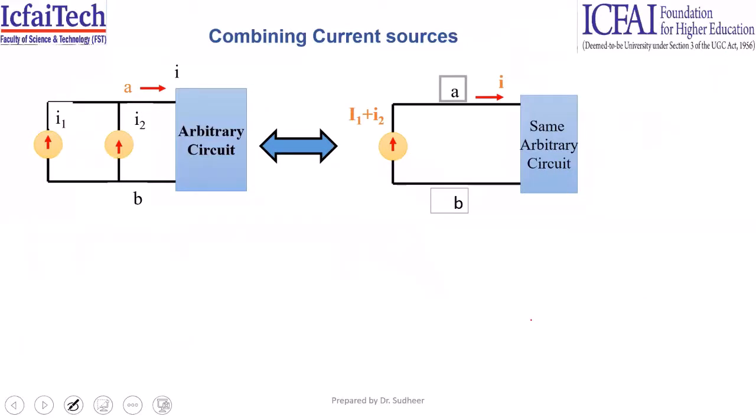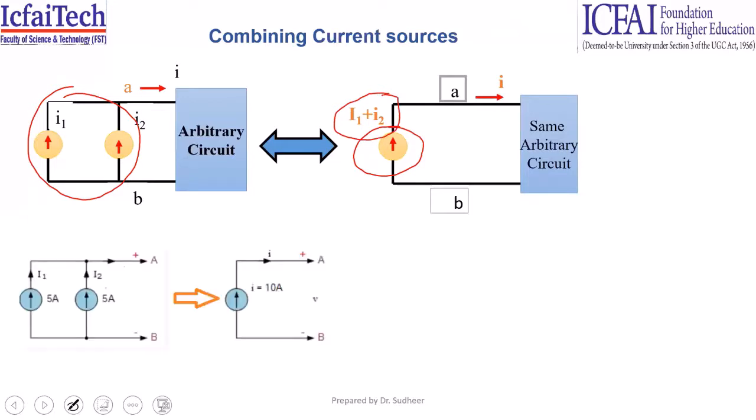Combining the current sources. If more than one current source is connected in parallel to each other, we can replace them with a single current source. The value of the current source depends upon how the two current sources are added. If I1 and I2 are both in the upward direction, we can replace them with a single current source in the upward direction, and the magnitude of current is I1 plus I2.